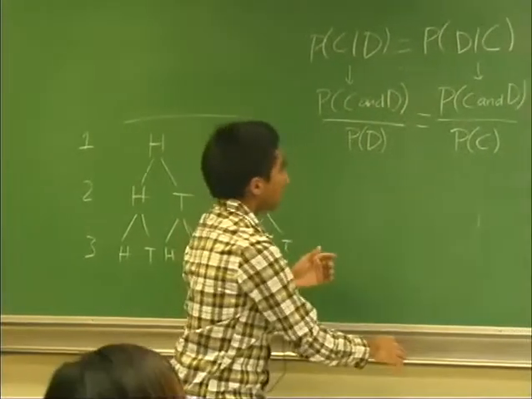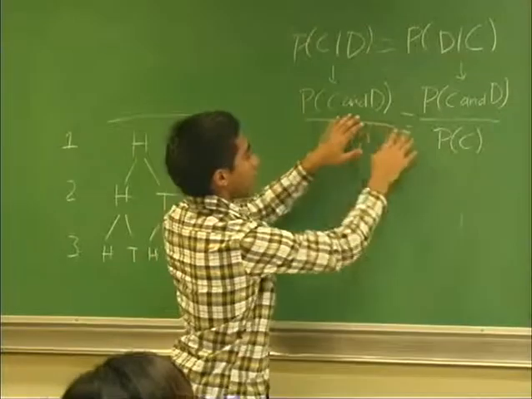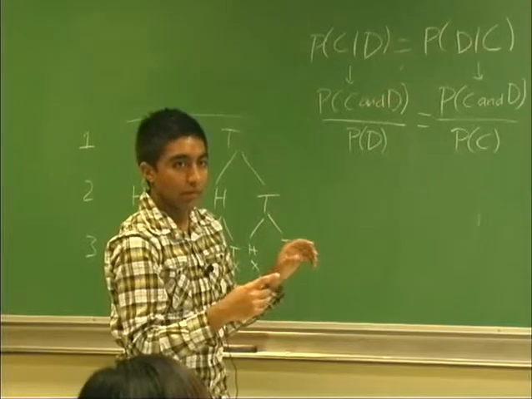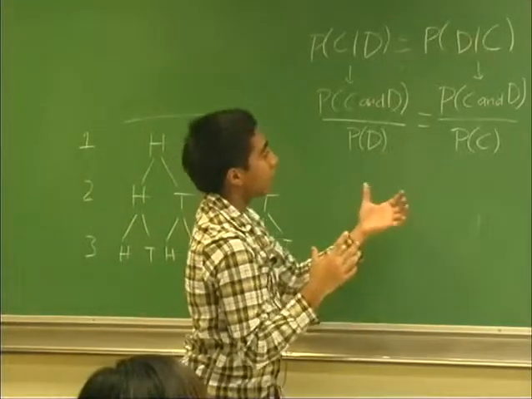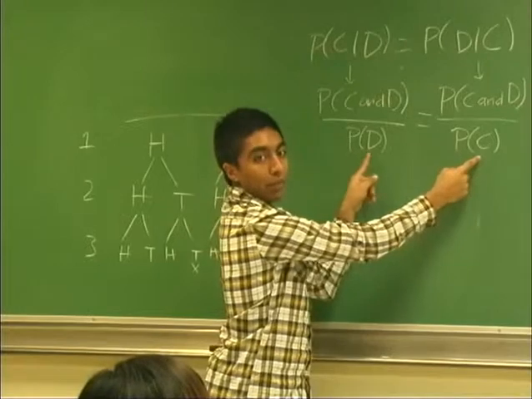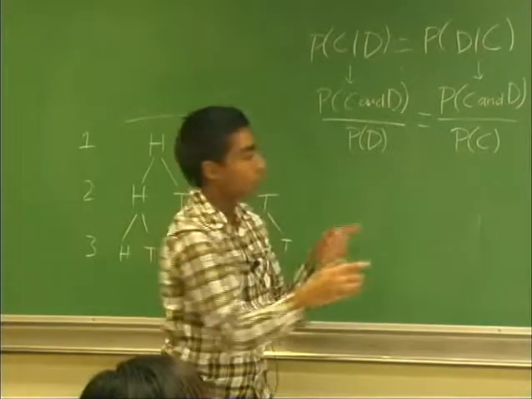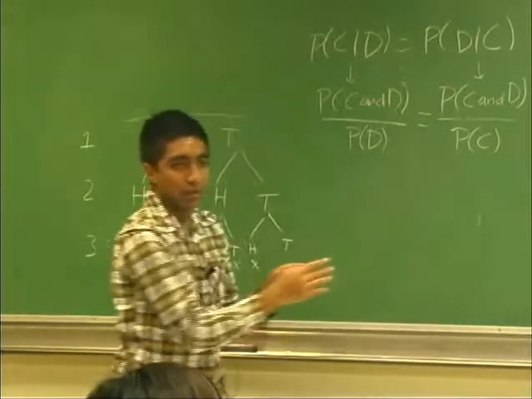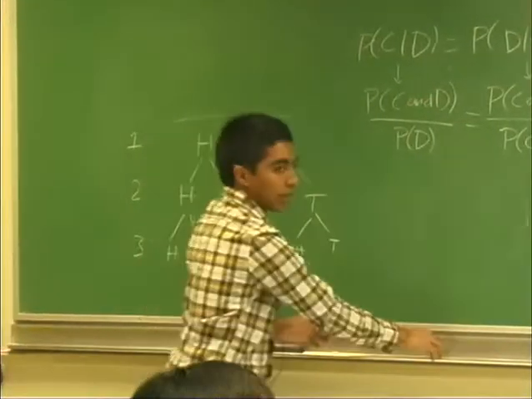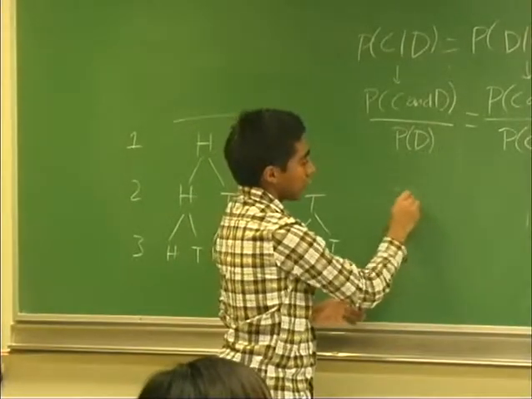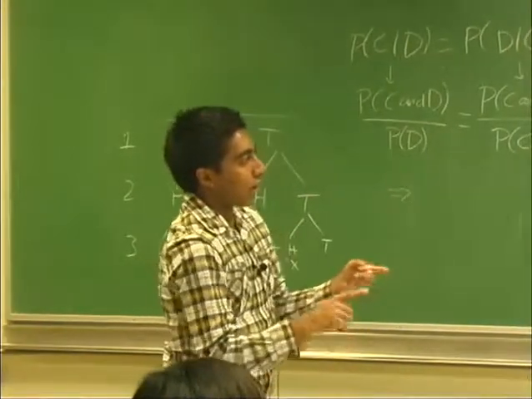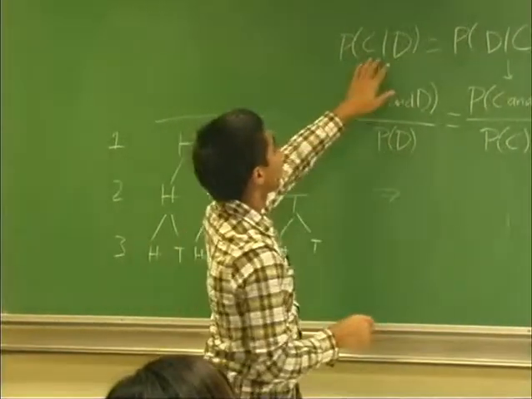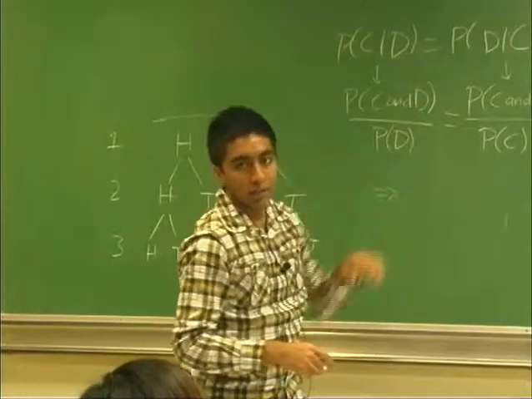Okay. Well, notice that the top of these fractions are already the same. Right? So the only way these can be equal is when the bottoms are the same. Right? So when P of D equals P of C. Does that make sense? So you would write when P of D equals P of C, then P of C given D equals P of D given C.